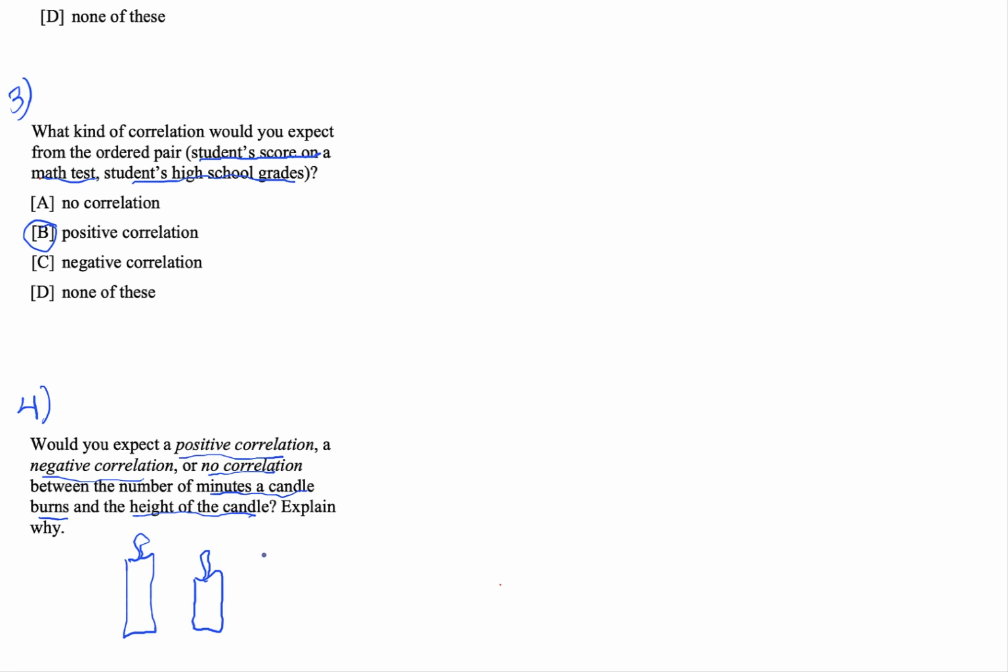This would be a negative correlation because you started out with a tall candle, but as you light the candle and it continues to burn, the number of minutes is increasing. So one of these is increasing while the other begins to decrease. Whenever you have that situation, you have a negative correlation.